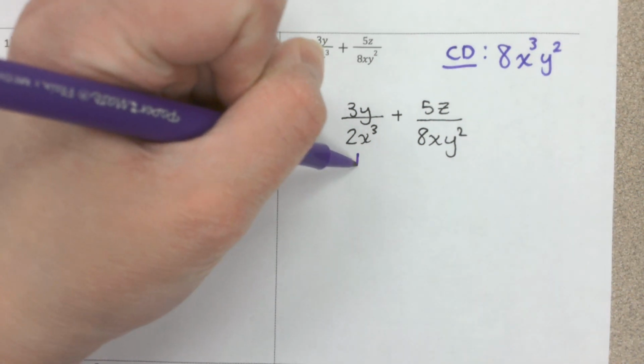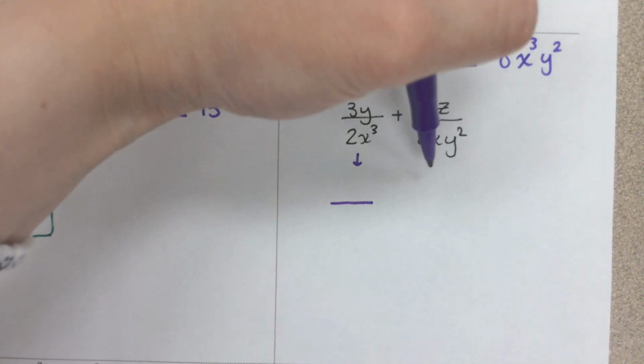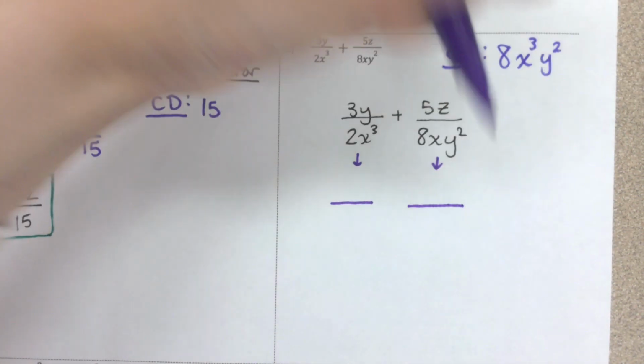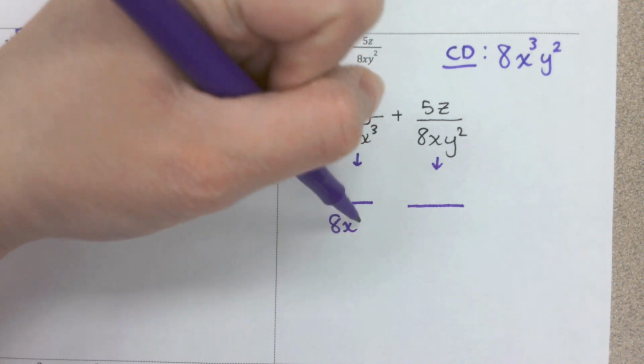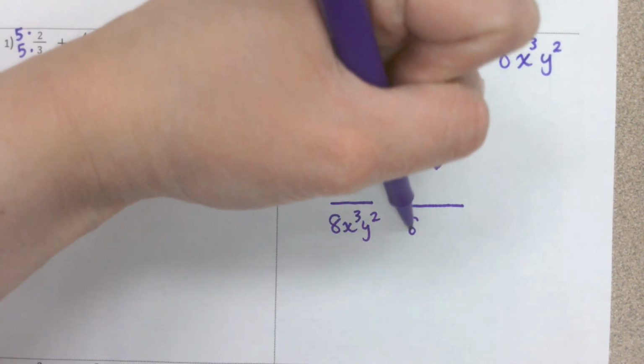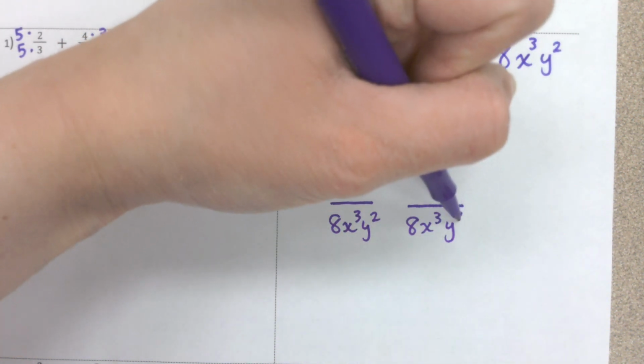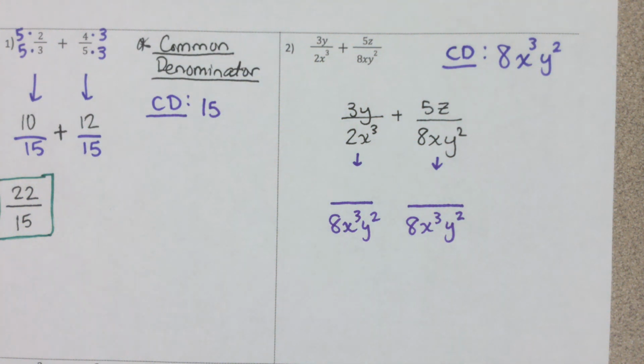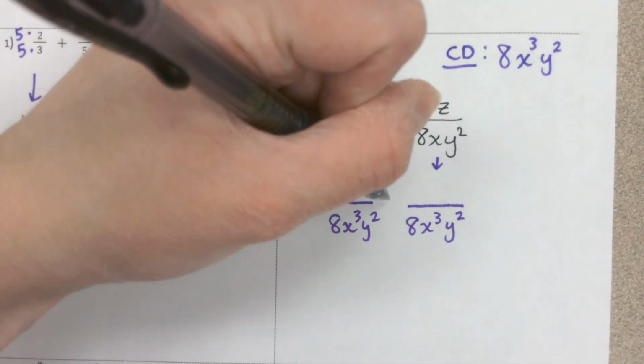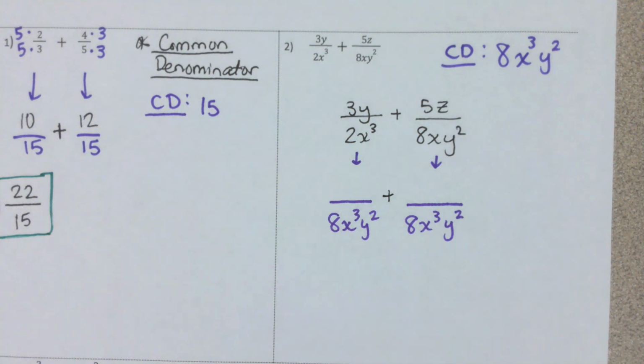And let's go ahead and write the goal fractions with the common denominators already set up. Common denominator is 8x cubed y squared. And of course I have the plus. Now we can just look at each fraction and ask ourselves, what do we need to multiply by to get to that? Let's start with the 2x cubed.